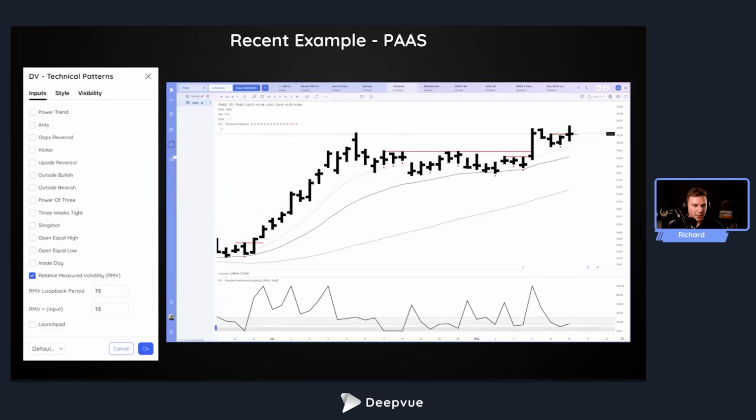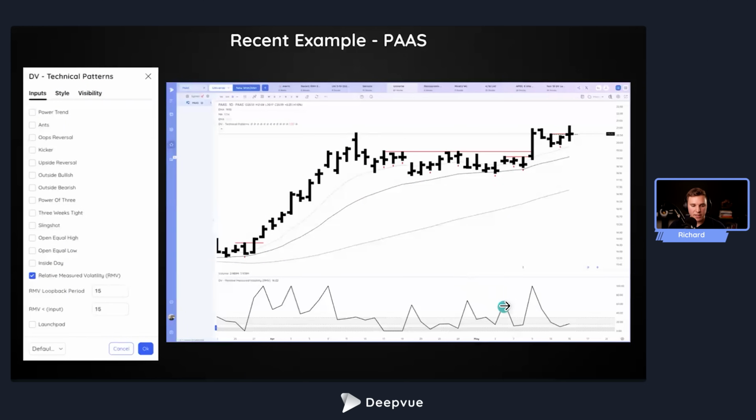I also wanted to highlight here, again, drawing in the pivots as we walked through that process earlier, but also in Deepvue, not only do we have the indicator visualized, in this case, we can also plot either circles or whatever indicator you want using the Deepvue technical patterns when RMV is below a certain number. So here I've got RMV under 15 highlighted. So we highlight those same tight areas using this indicator.